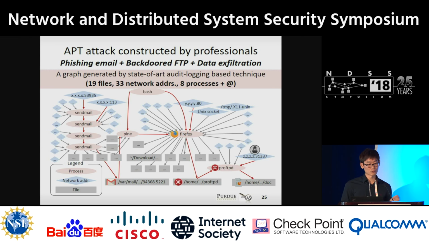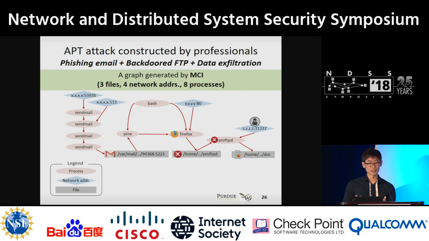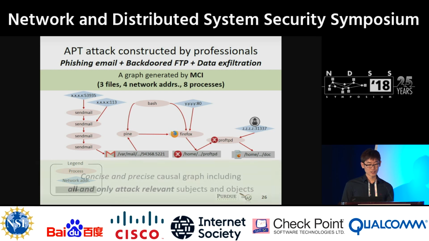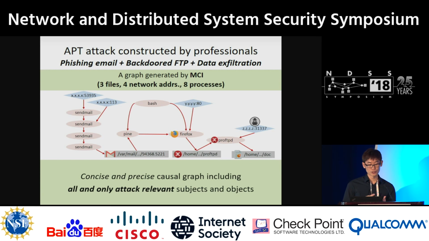This is one of the graphs that is generated by the state-of-the-art audit logging-based technique. It contains 18 files, 33 network addresses, and 8 processes. And this one is an even simplified graph. And this graph is the one generated by our tool. It only has 3 files, 4 network addresses, 8 processes. And as you can see, this is a concise and precise causal graph that includes all and only attack-relevant system subjects and objects.